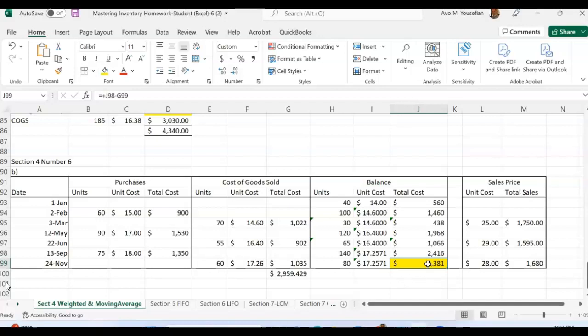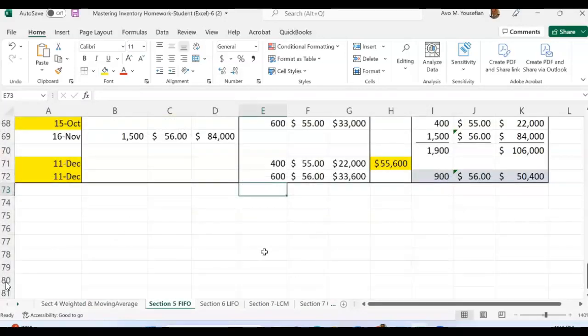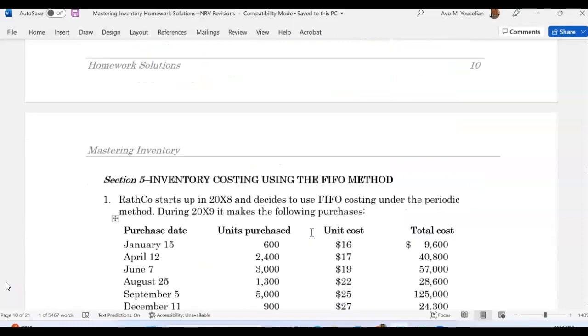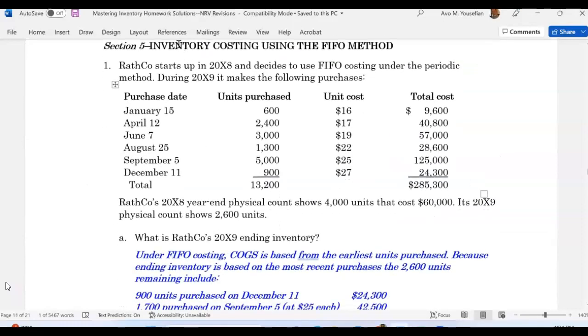Okay, that's section 4. Let's go to section 5, which is FIFO. In section 5, we are using inventory costing, FIFO method. FIFO, again, can be in periodic or perpetual. If it's periodic, it's easier. If it's perpetual, then you need a software because it's constantly changing.